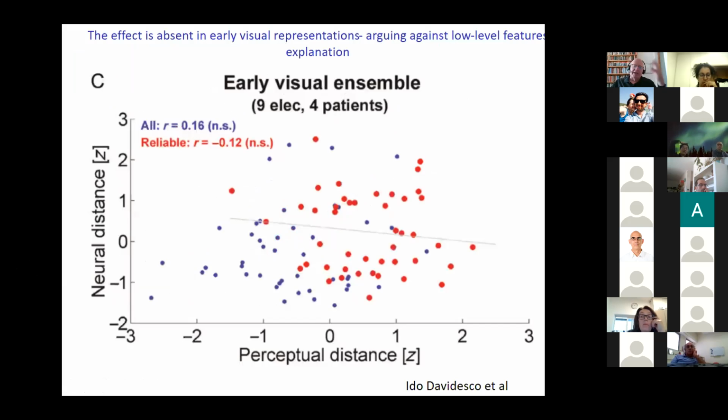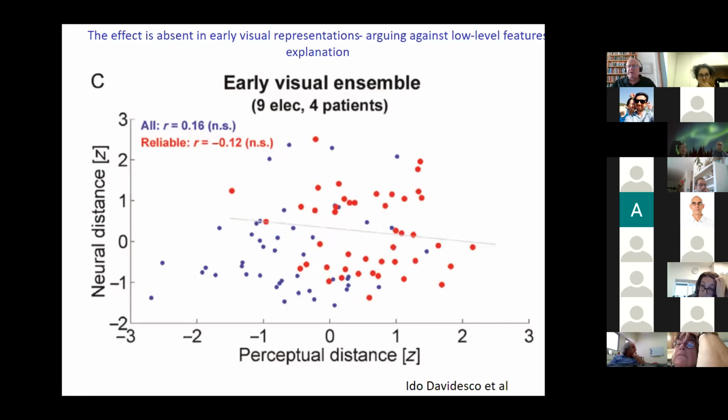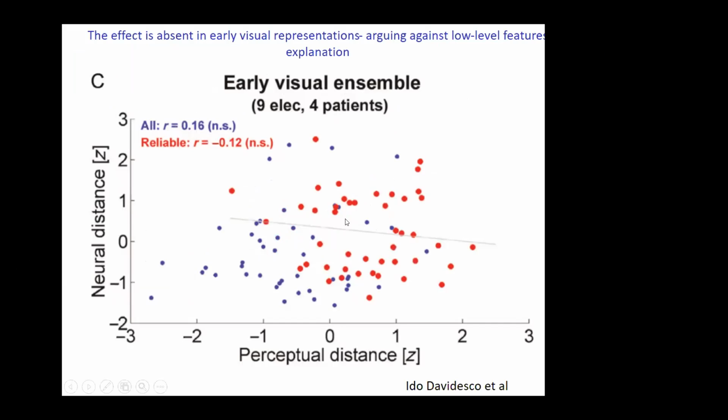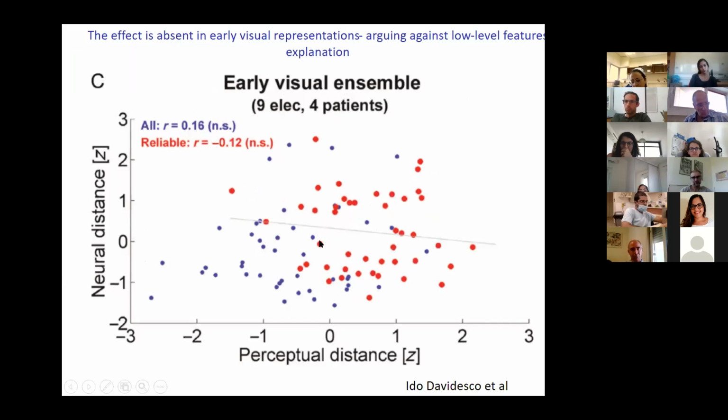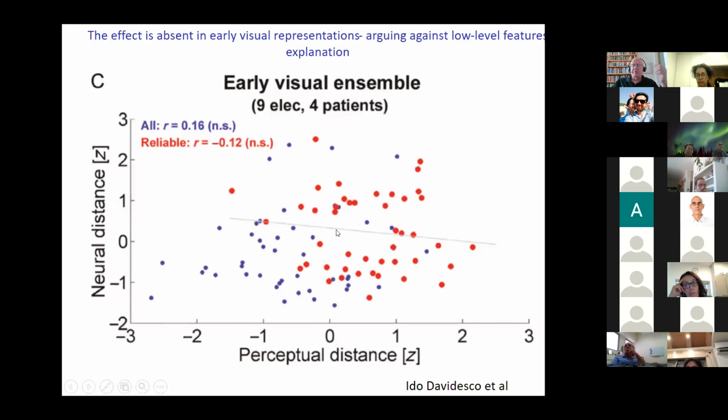Very importantly, you might argue, this is because of low-level features and so forth. So in a very corresponding manner to what we found in the case of the artificial networks, it seems that early visual cortex, corresponding to the low layers in the artificial networks, does not show any relationship between the neuronal distance and the perceptual distance. So this again argues against the involvement of early visual cortex in the generation of a perceptual image.